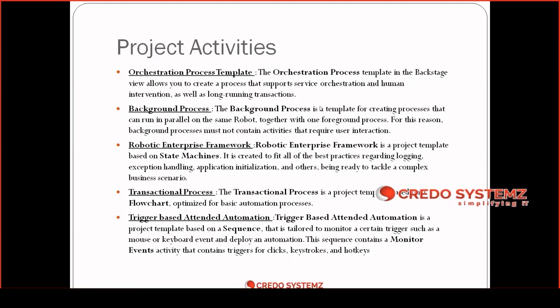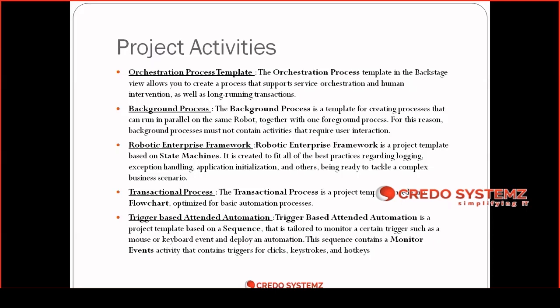Most of the projects now are into the Robotic Enterprise Framework only. But when you're understanding the Robotic Enterprise Framework, you will get to know it better. Most of the data projects or transaction based projects are going to be fitting under the Robotic Enterprise Framework. And then we have an orchestration process. An orchestration process is nothing but a process which is deployed on the orchestrator, so that it supports human intervention as well as unattended automation.